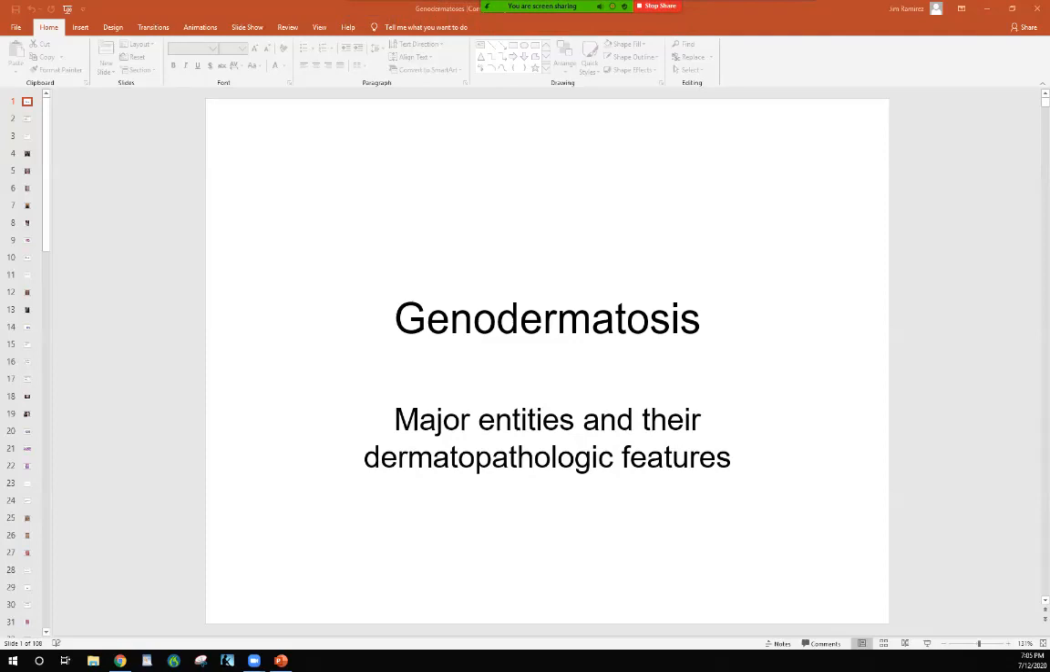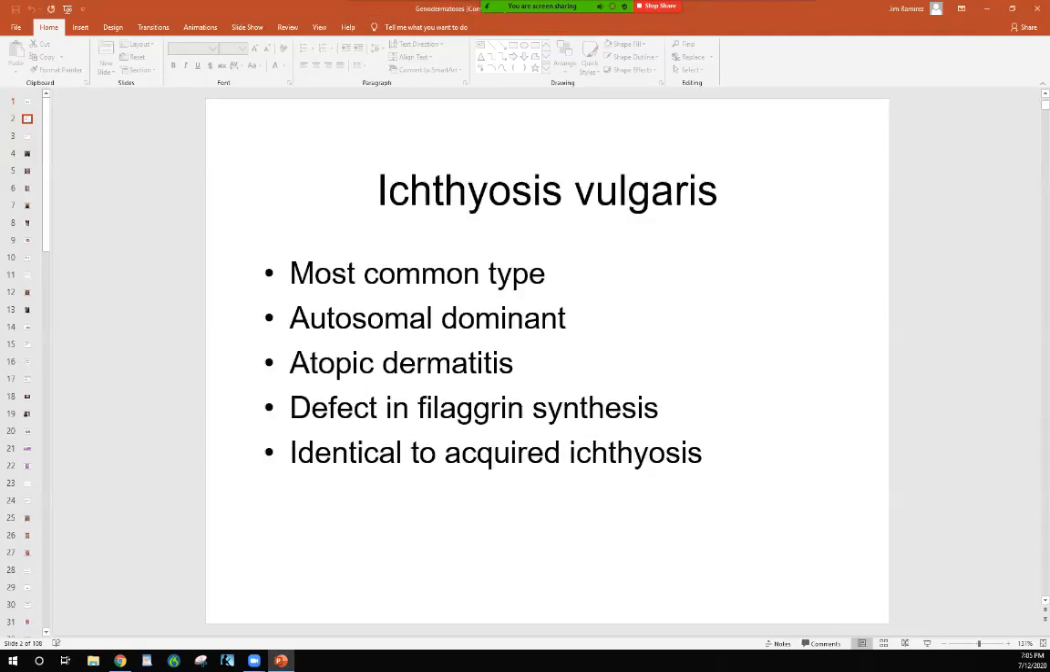We'll start with the Genodermatoses, the first one on my list here. So we're going to start with the Ichthyosis, and what better place to start than Ichthyosis vulgaris, which is the most common type. We have an autosomal dominant condition, which can be associated with atopic dermatitis. The cause is defects in filaggrin synthesis. The good news is it actually has a lot of similar morphologic features to acquired ichthyosis. So under dermatopathology, the two are essentially identical.